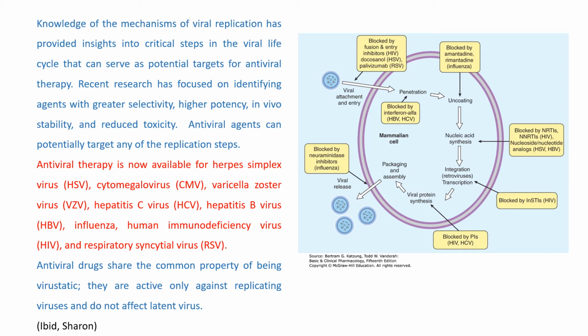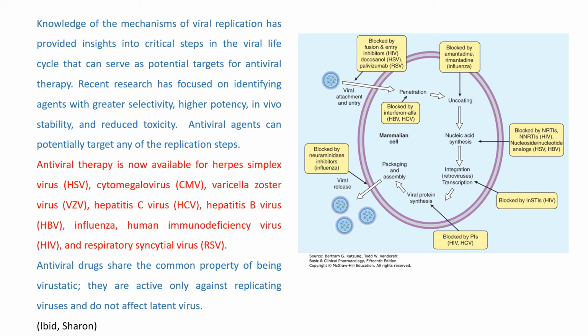For each one of these steps, research started to find a certain drug that can interact with it or block it, and therefore can work as an antiviral drug. Recent research has focused on identifying agents with greater selectivity, higher potency, in vivo stability, and reduced toxicity. And this is the holy grail that we hope for in cancer chemotherapy and in antiviral chemotherapy: to find something selective and less toxic, or as much as we can.